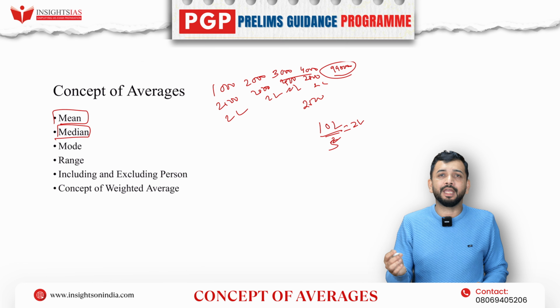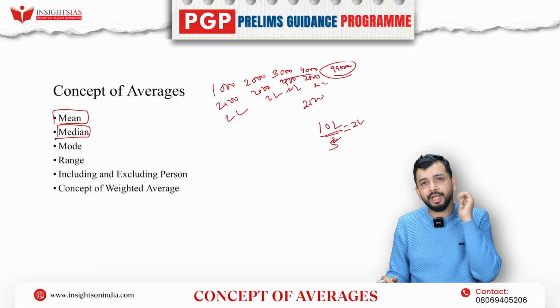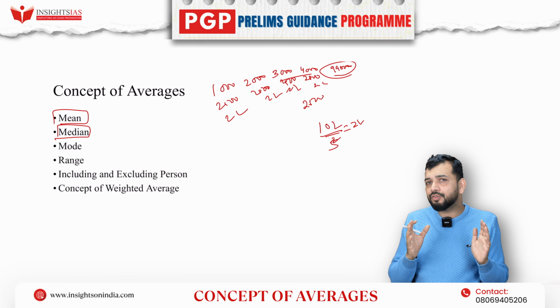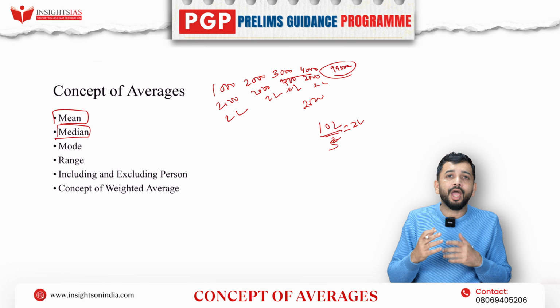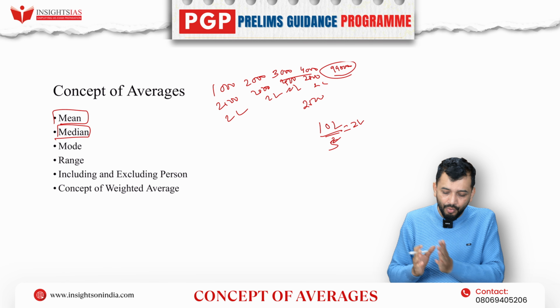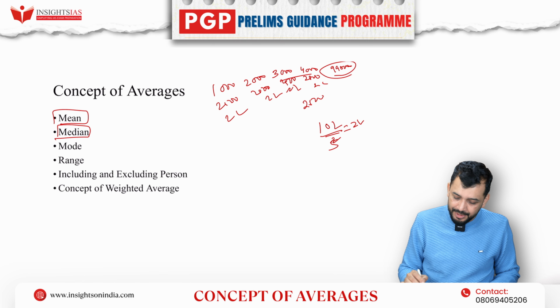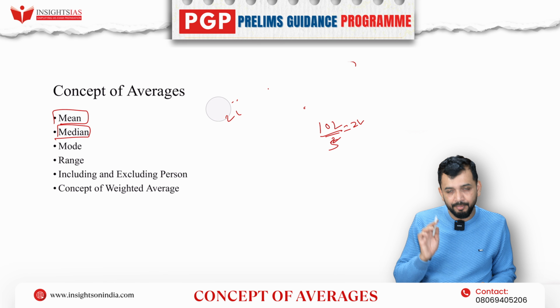So the mean can be pulled down or pushed up by the outliers. That is why this is not a very good way to have statistics when you are formulating policy and all. So what would be a solution? That leads to the next concept, that is median.